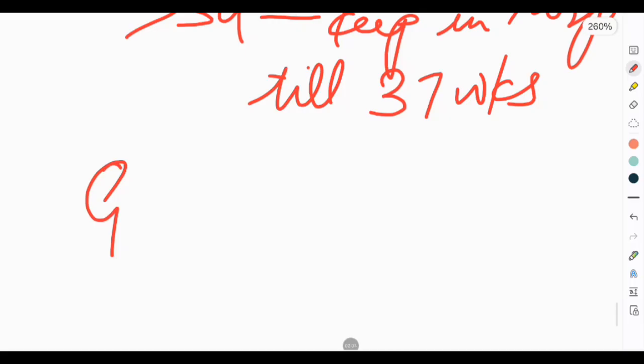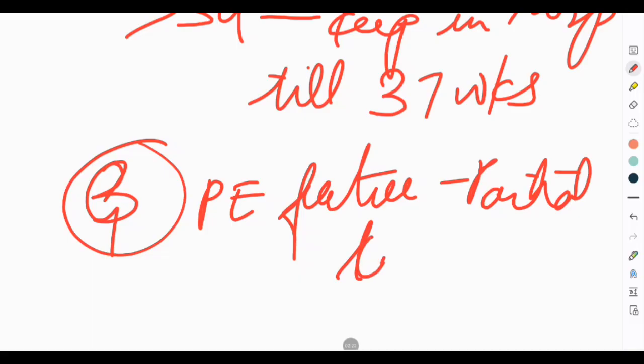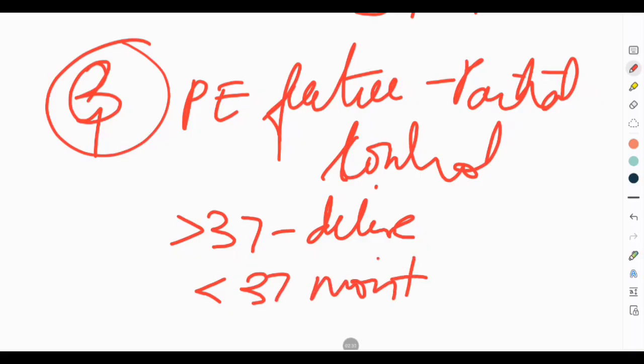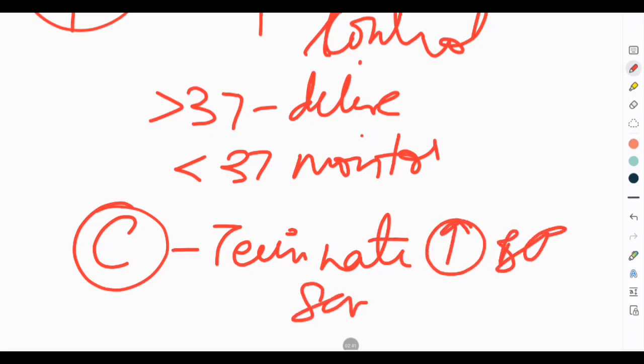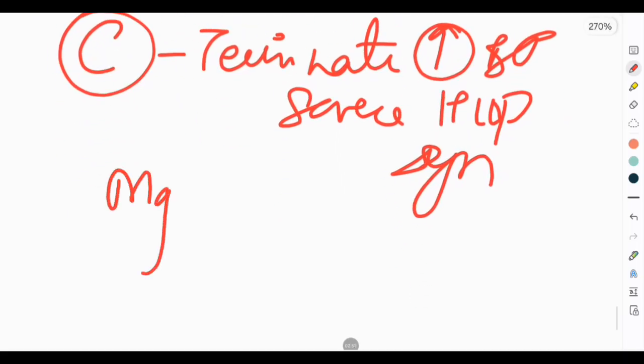Okay, then group B, there are preeclamptic features and there is partial control. More than 37 weeks deliver, less than 37 monitor. Then group C, terminate: increased BP, severe, HELLP syndrome. Okay, MgSO4 is given.